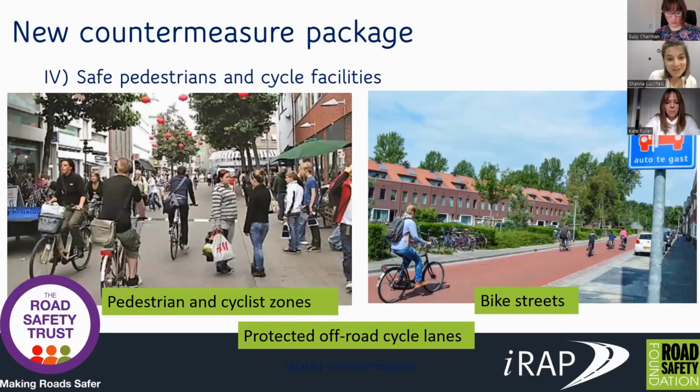So we finally get to the last group of new countermeasures that are related to the safe pedestrian and cycling facilities. We know that some of these solutions are not regularly implemented in the UK, but their safety, social, and economic benefits have been demonstrated in other countries and have been included as the iRAP model is like an international model, right? So pedestrian and cyclist zones aim to create more space for pedestrians and cyclists, permanently restricting vehicle access during specific periods of the day.